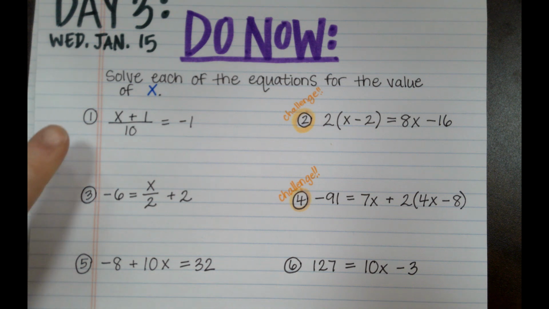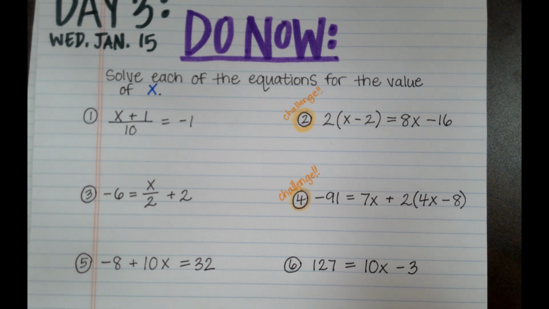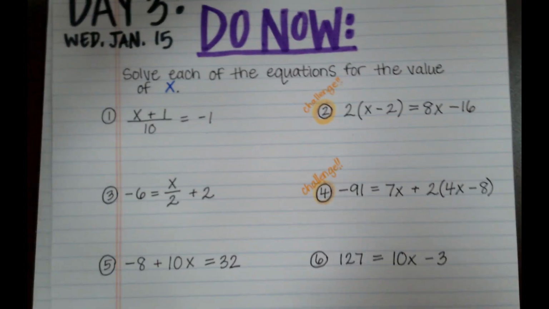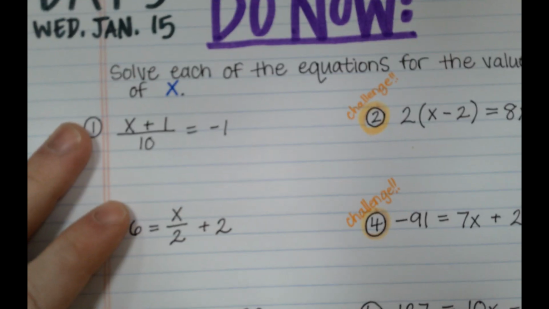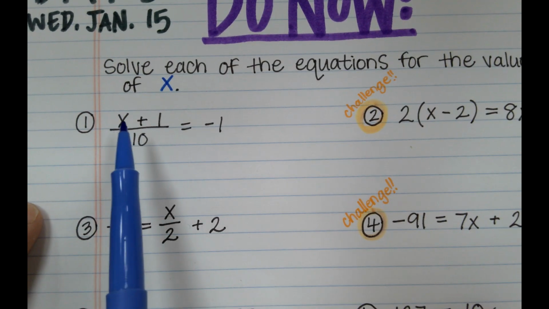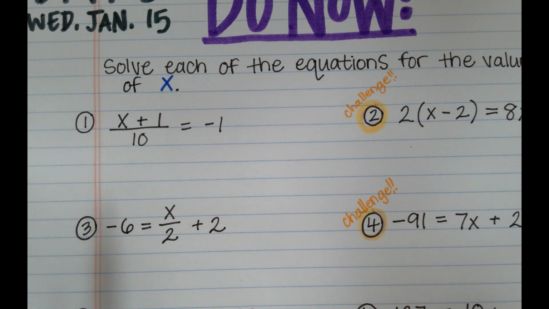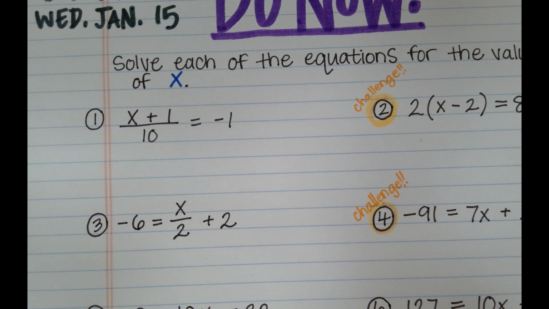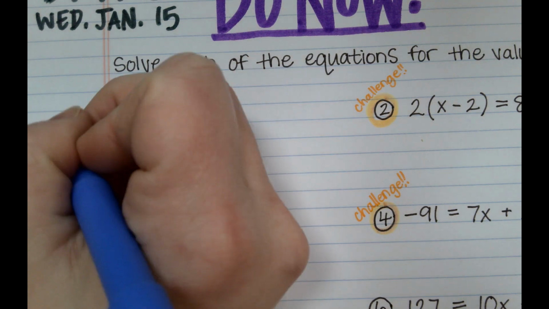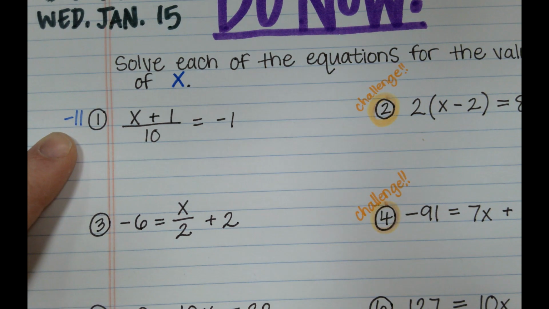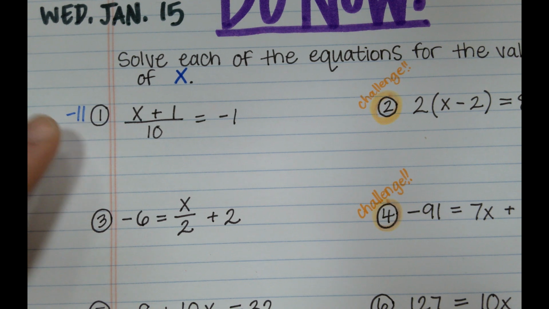So for number one, let's see, the problem that I have written here is x plus 1 divided by 10 is equal to -1. What are some answers that you guys got for x? -11. -11. Anything different than that? Every person got -11?